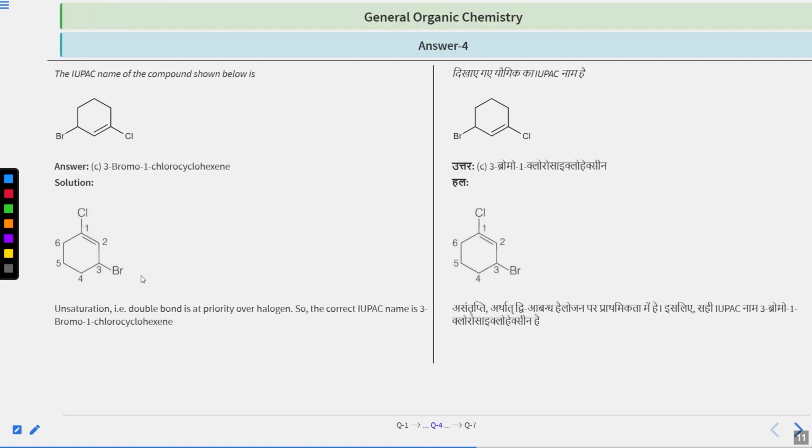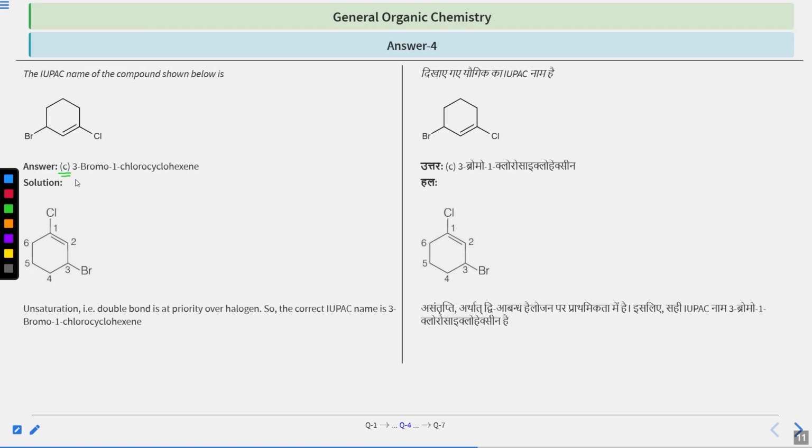Okay, let's see. The correct answer is option C, that is 3-bromo-1-chlorocyclohexene. This is the structure, right? We just draw it a bit differently. We have a 6 carbon ring. We have a double bond somewhere, so we put the double bond here, and the double bond carbon is directly attached to the chlorine, so we attach chlorine here. After the second double bond carbon, the next carbon will be directly attached to bromine, and same here. So they both are the same structure.